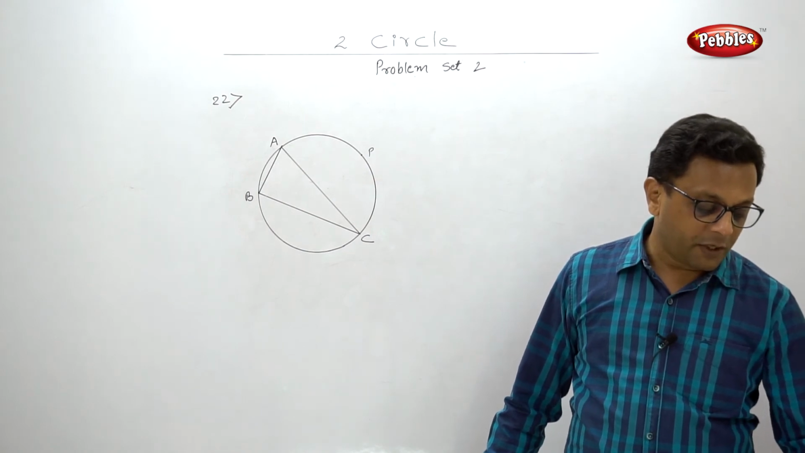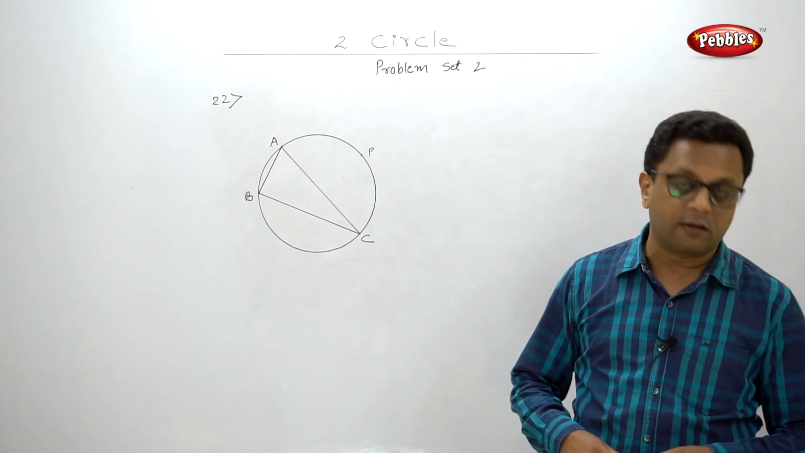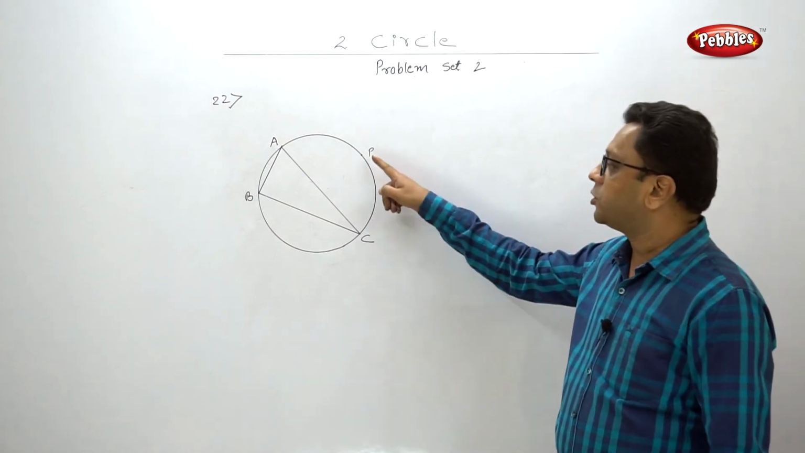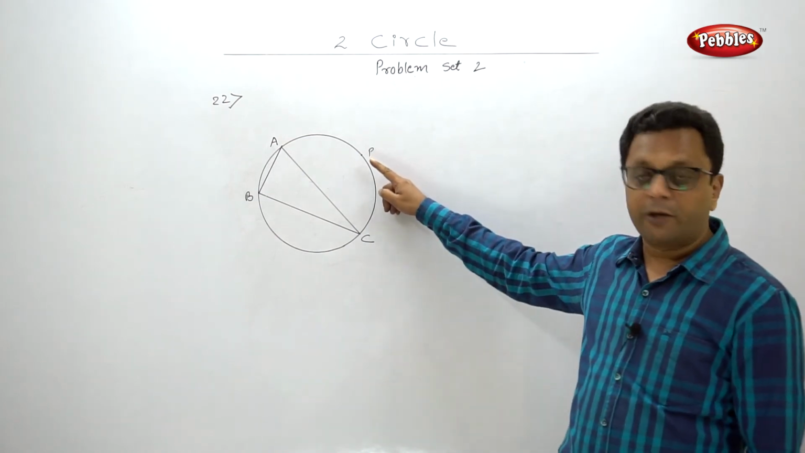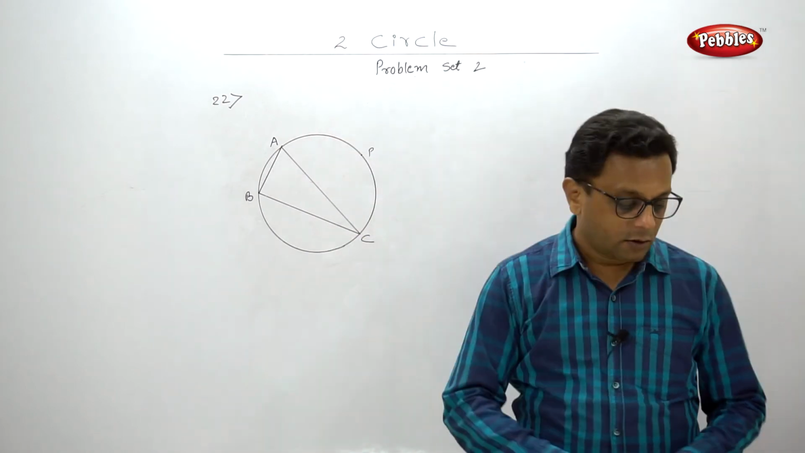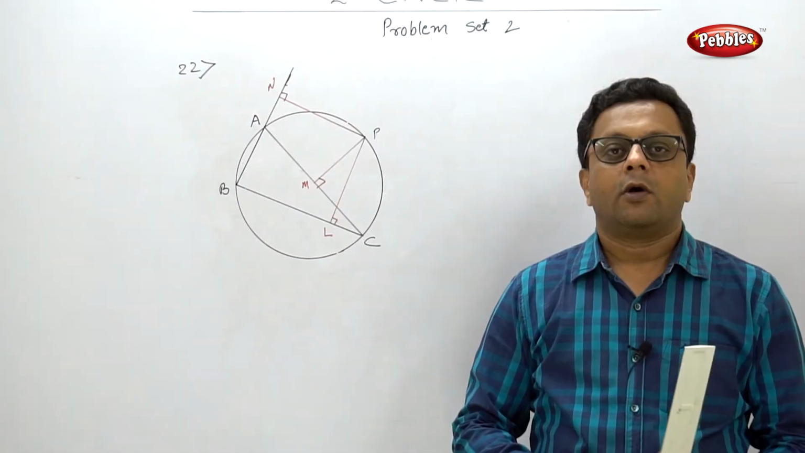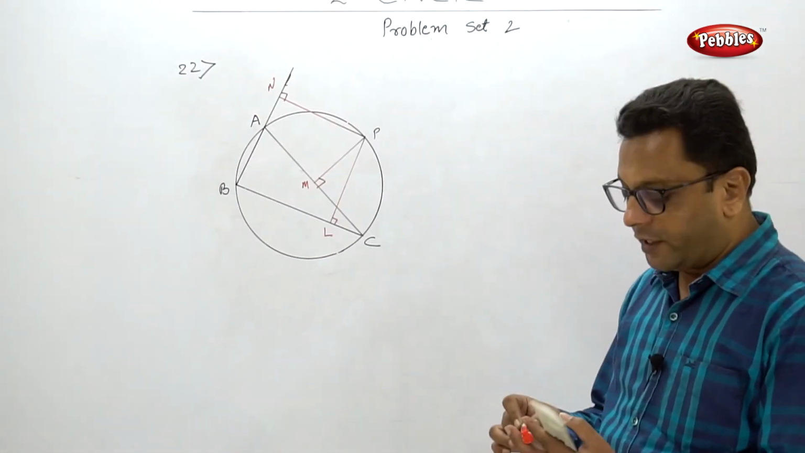Through P, PN, PM and PL are the perpendiculars on the sides of the triangle. Now from this we have drawn the perpendiculars on the sides of the triangle. Let us draw the perpendiculars on the sides. Now we will first join these lines.